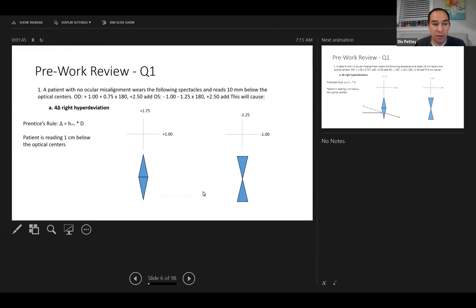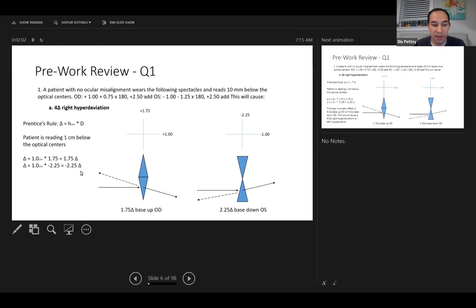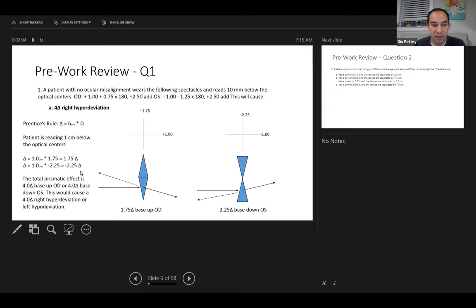Based on Prentice's rule, the patient is reading 1 centimeter below the optic center. And so we're getting 1.75 prism diopters from the right eye, and minus 2.25 from the left. Total prismatic effect is 4 prism diopters base up from the right eye, or right hyper. Any questions on that one?